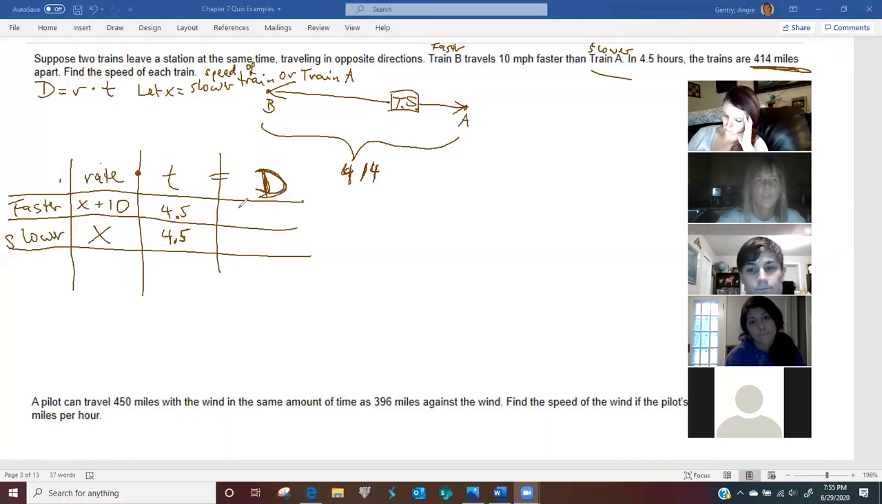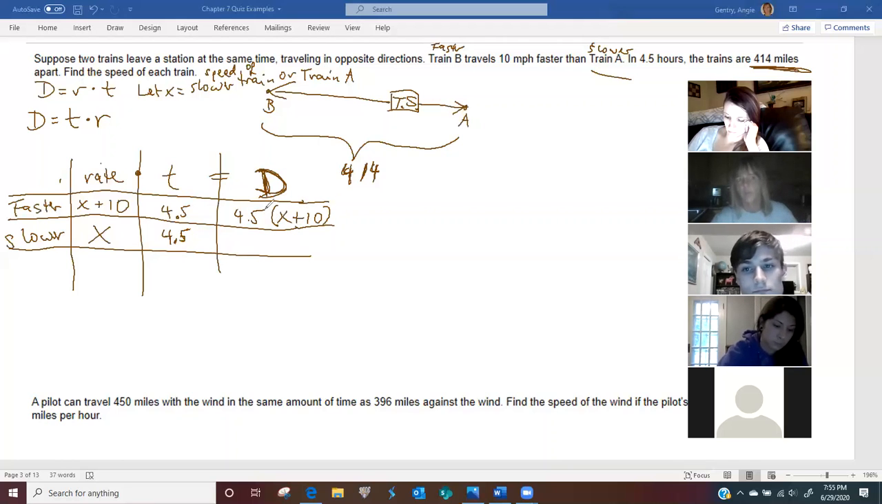But what you do is distance is always rate times time. Do you see how you have your rate and your time? Can't you just say distance is rate times time? Does that also mean distance is time times rate? Do you see what I'm saying? Because of the commutative property. Could you then not say distance is 4.5 times that X plus 10? I don't know how far that fast train traveled. I don't. Do you see what I'm saying here?